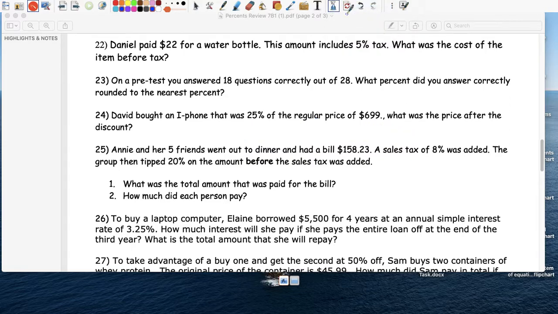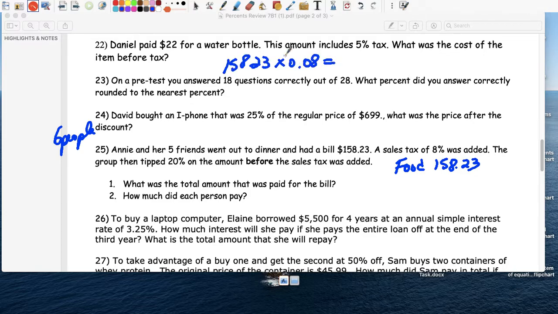Annie and her 5 friends went out to dinner. Bill, tax, group tip, and then we want how much did each pay. First of all, food: $158.23. There are 6 people, by the way, so don't forget that. Let's do 8% tax. We multiply 158.23 times 0.08. It gives us $12.66 rounded. So here's my tax.